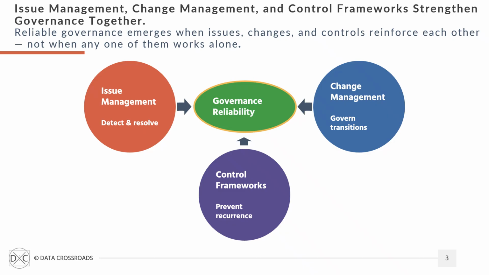Issue management helps governance recognize instability when the environment no longer behaves as expected. Governance starts seeing where operational exposure, inconsistency, or recurring patterns begin emerging across the connected capabilities. Change management then helps organizations stabilize the transition itself. Propagation becomes more controlled, coordination becomes more structured. The organization moves more safely from one operational state into another.